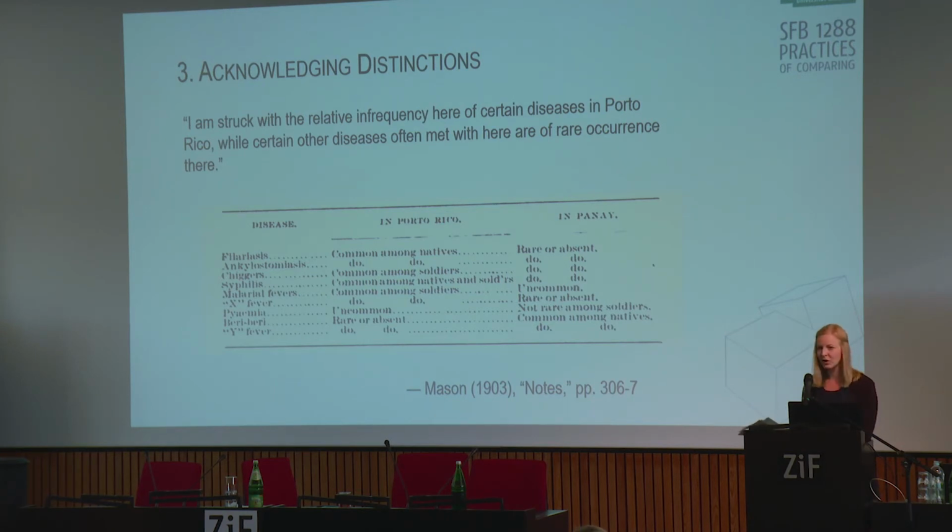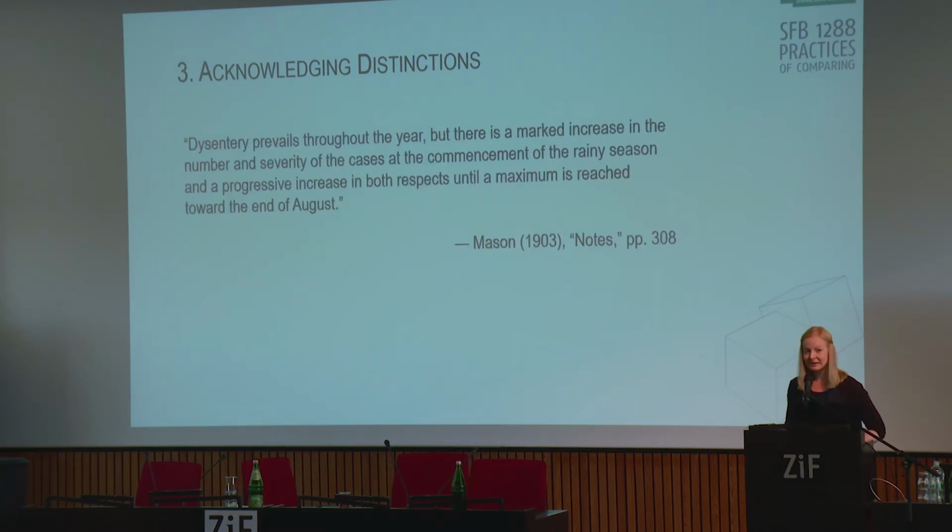Among them, and this is where the author does generalize from his very specific findings, the climate is pretty much the only one that cannot be changed by common preventive measures or by avoiding, as he puts it, "errors of diet, abuse of alcoholics, chilling after overheating, and the like." And importantly, climatic influences too, in Mason's view, had to be carefully assessed over a longer period of time and for individual diseases. For instance, quote, "dysentery," we're talking about diarrhea here, "prevails throughout the year, but there is a marked increase in the number and severity of the cases at the commencement of the rainy season, and a progressive increase in both respects until a maximum is reached toward the end of August."